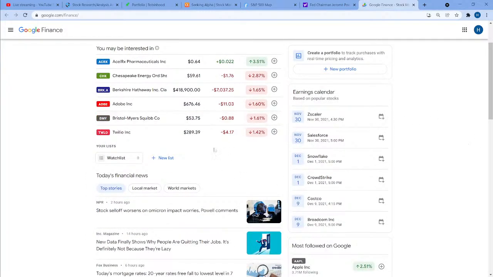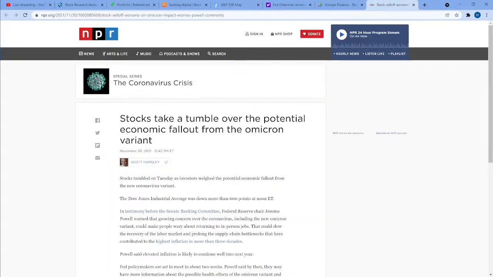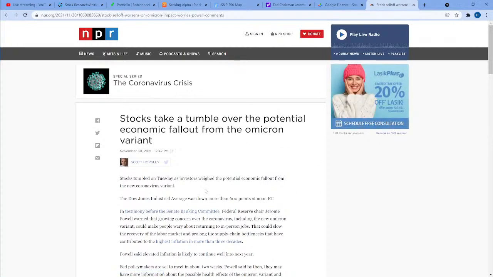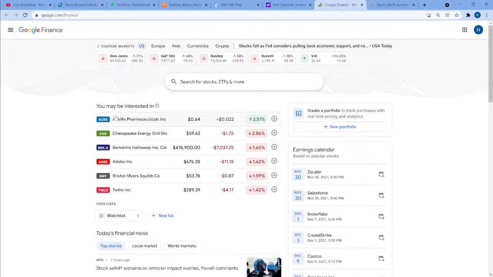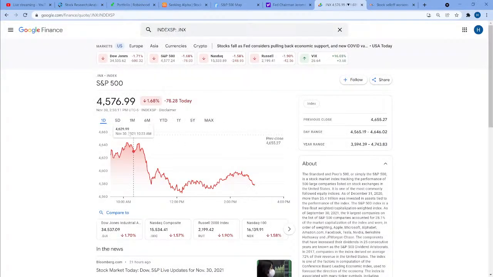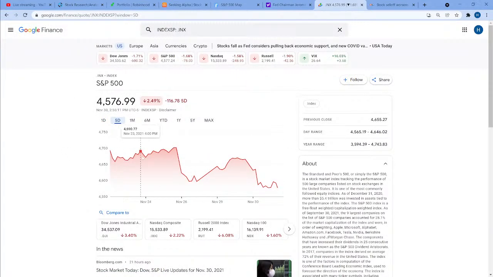Omicron. I honestly think I said that wrong. But we can read this just to see what's going on. Stocks tumbled on Tuesday as investors weighed the potential economic fallout from the new coronavirus variant. Dow Jones down more than 600 points at noon. How many points are we down right now? 600, so same stuff. S&P 500, we'll see past 5 days, you can just see that dip.